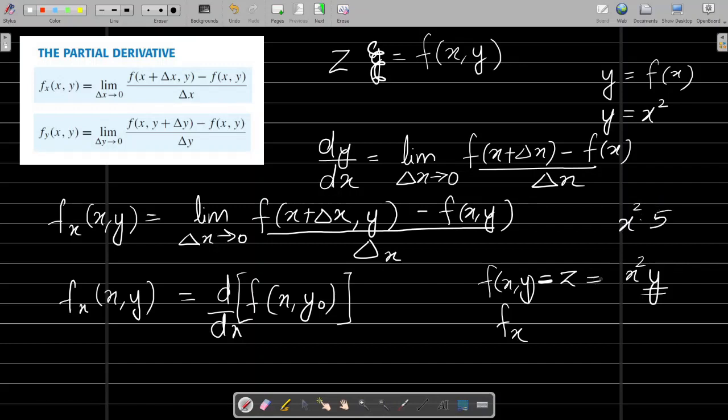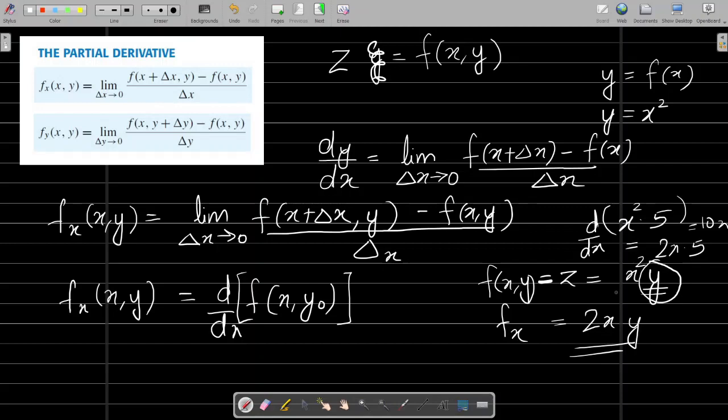How will I differentiate it? d by dx of x square into 5 will be equal to 5 x square; d by dx of x square is 2x, into 5. The constant I'm keeping as such, it is equal to 10x. Similarly, f_x will be equal to d by dx of x square, which is 2x, and y I have to keep as such. So this is the partial derivative. You have to consider y as a constant and then just differentiate terms involving x square.